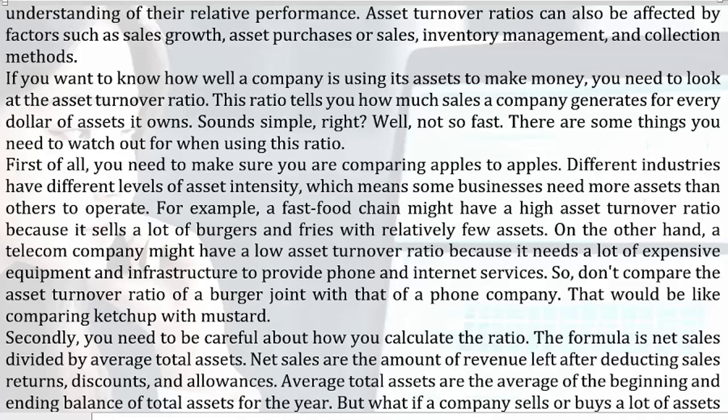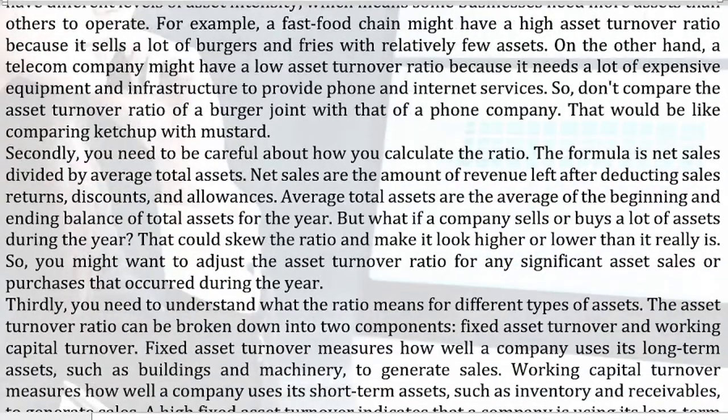First of all, you need to make sure you are comparing apples to apples. Different industries have different levels of asset intensity, which means some businesses need more assets than others to operate. For example, a fast food chain might have a high asset turnover ratio because it sells a lot of burgers and fries with relatively few assets. On the other hand, a telecom company might have a low asset turnover ratio because it needs a lot of expensive equipment and infrastructure to provide phone and internet services. So, don't compare the asset turnover ratio of a burger joint with that of a phone company. That would be like comparing ketchup with mustard.